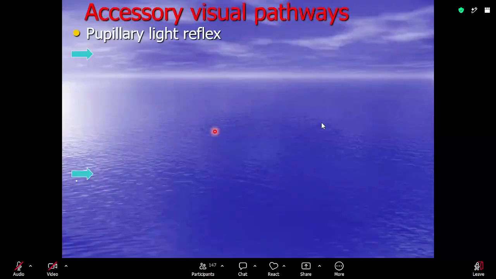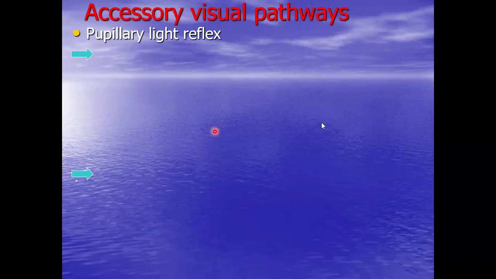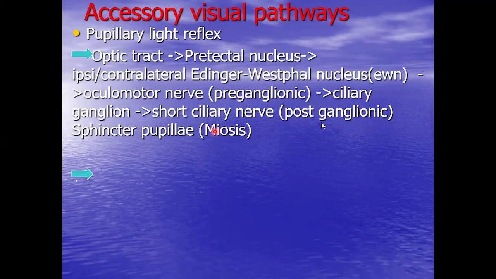There are other accessory visual pathways. For the pupillary reflex, when you shine light into the eye, what happens? There we have the optic tract. It continues along the optic tract, then the pretectal nuclei. Remember the tectum? That is superior and inferior colliculi. We have some nuclei close to the tectum, and then it also projects to ipsilateral and contralateral Edinger-Westphal nucleus, the parasympathetic nucleus for the oculomotor.